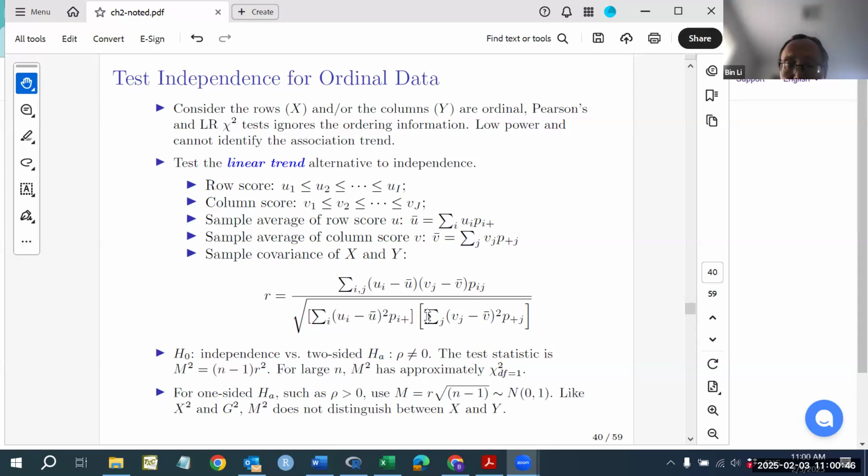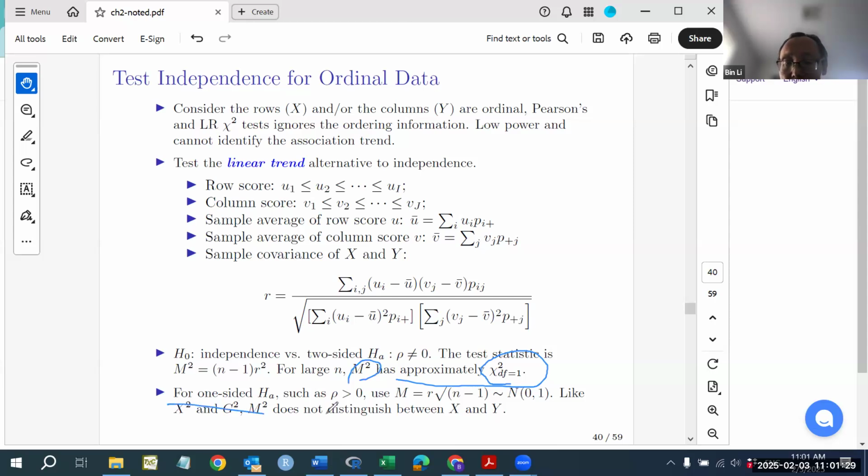Okay, so if the null hypothesis is true, that they're independent, meaning the row variable and column variable are independent and there's no linear trend, then M squared follows approximately a chi-square distribution with degree of freedom 1. So that's under the null. If it's a very large number, then this indicates we have a linear trend, so we will reject the null hypothesis if we have large values for M squared.